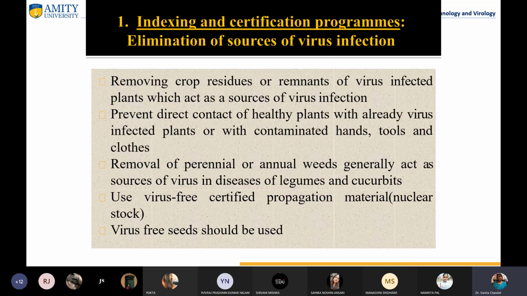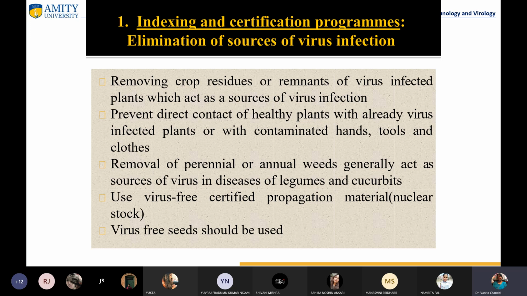Then the natural resistance. Some plants are naturally resistant to certain kinds of pathogens due to certain genes present in them. So that can be done. Indexing and certification also means removing crop residues or remnants of a virus-infected plant, which can act as a primary source of virus infection. So prevent direct contact of a healthy plant with an already virus-infected plant, or contaminated hands, or whatever tools we are using, right?